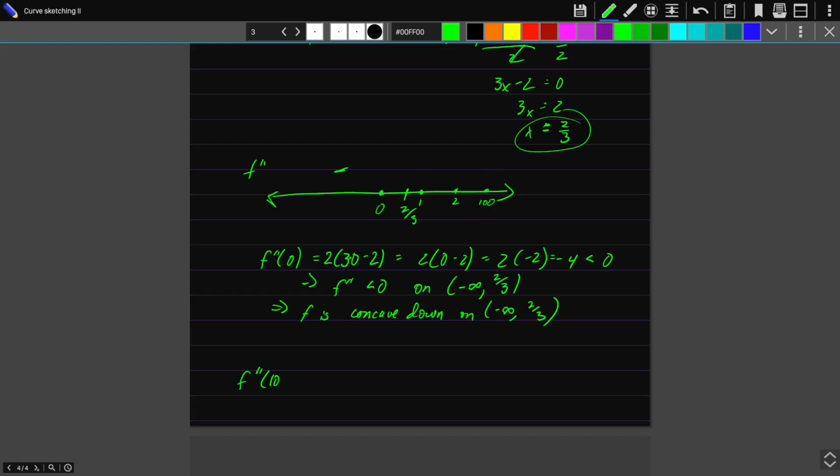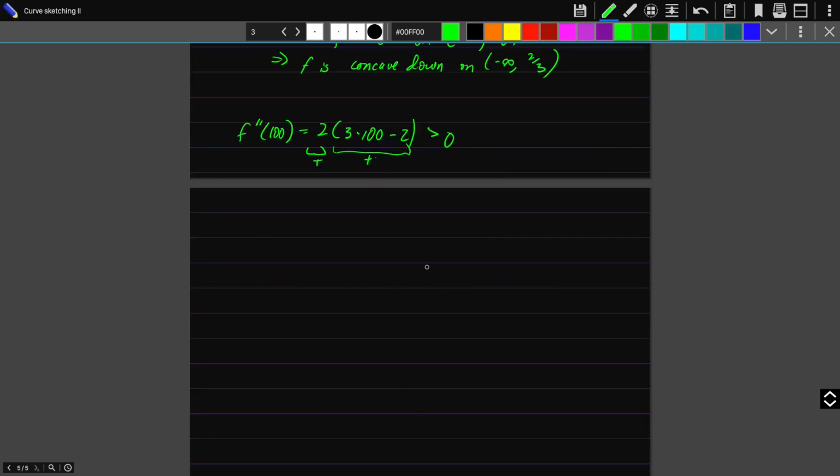So f double prime of 100 will be 2 times 3 times 100 minus 2. And the exact number isn't too important. All I really care about is the sign. So this is positive, and this is positive. And if I take a positive number and multiply it by another positive number, I get a positive number, right? So this thing is greater than 0, so I'm positive on this interval. Okay. So what does that tell me? That tells me that f double prime is greater than 0 on the interval from 2/3 all the way to positive infinity. And that tells me that f is concave up on that same interval, 2/3 to infinity.